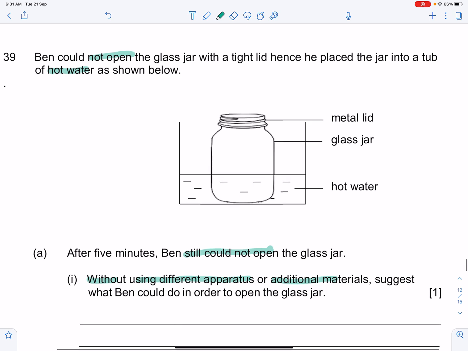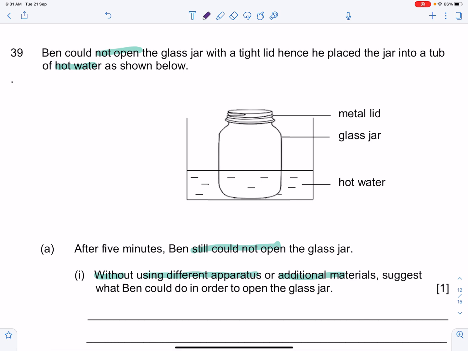Okay, so first things first, it's always good to identify the topic. The topic of this question is obviously heat, and the concept they are testing you on, based on my understanding, would be expansion and contraction actually. So in this case, they show you this setup, but Ben could still not open the glass jar. So obviously, Ben is trying to use the concept of expansion to help him open up the glass jar.